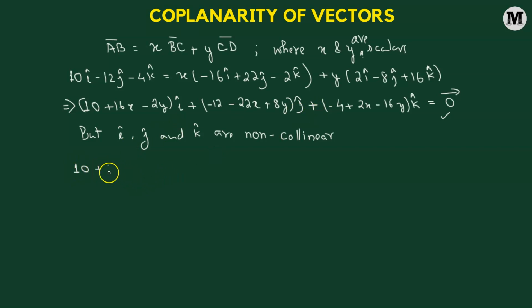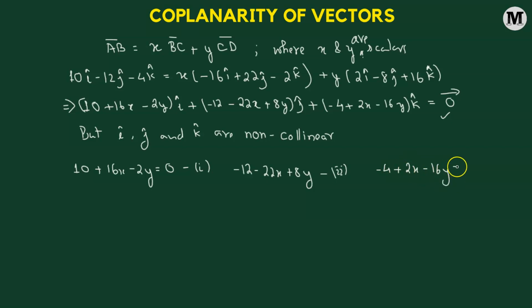So we have 10 plus 16x minus 2y. This must be equal to 0. We're going to call it equation number 1. And then we have negative 12 minus 22x plus 8y. We're going to call it equation number 2. And we have the coefficient of k cap, so negative 4 plus 2x minus 16y. This must be equal to 0 as well. And let's label this as equation number 3.